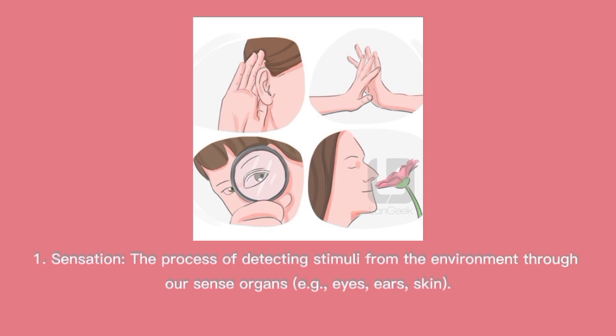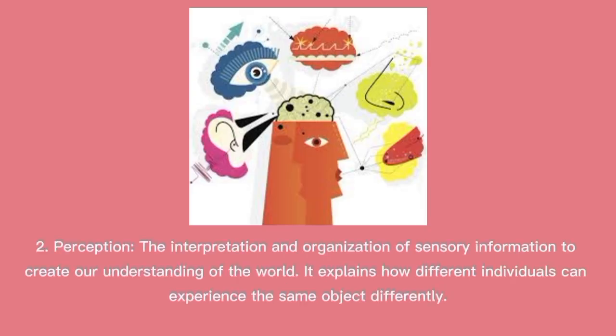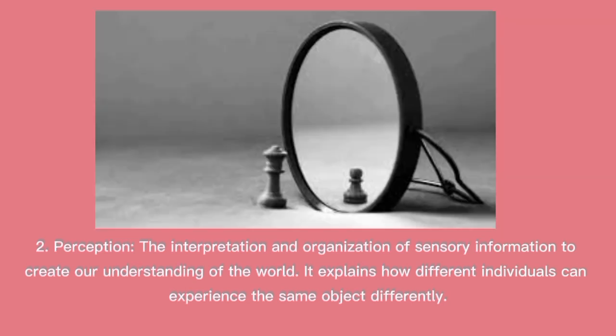Sensation and perception. 1. Sensation. The process of detecting stimuli from the environment through our sense organs, for example, eyes, ears, skin. 2. Perception. The interpretation and organization of sensory information to create our understanding of the world. It explains how different individuals can experience the same object differently.